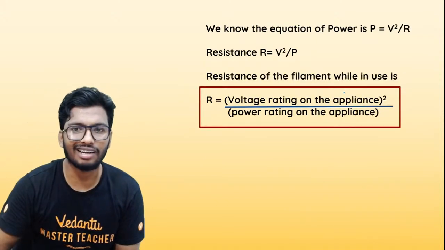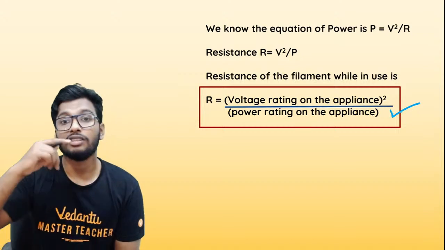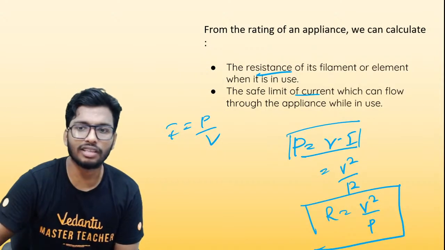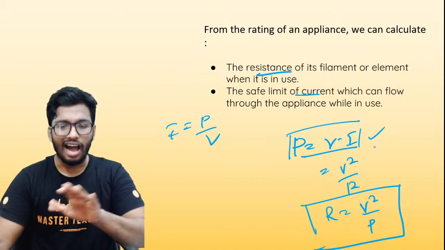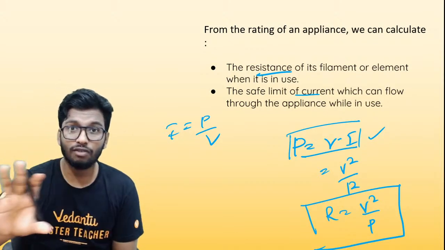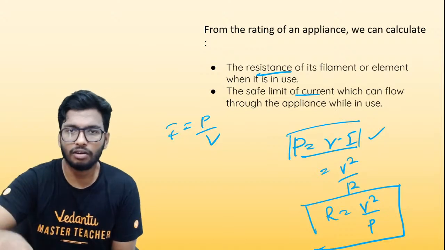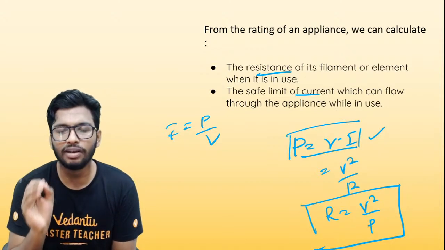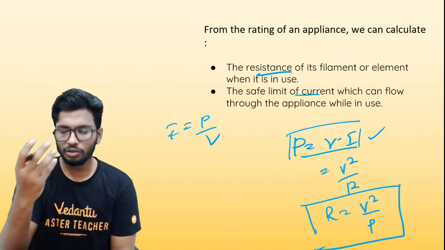So this is the formula, guys. R is equal to the square of the voltage rating of the appliance, divided by power. How did I get this? Using the same basic formula. Now again, guys, I am not by-hearting this formula. None of these formulas have I by-hearted. All these formulas, you can easily derive just by knowing the basic formula. That is what I'm trying to convey to you guys.